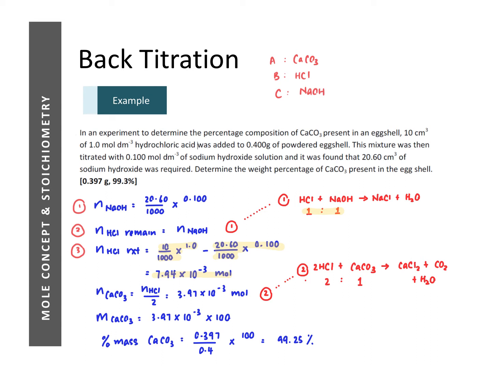Once we have found that, we can then compare mole ratio again to find the number of moles of calcium carbonate. But take note over here, now we are looking at the reaction of hydrochloric acid with calcium carbonate. So the ratio as shown in equation 2 is 2:1. So the number of moles of calcium carbonate is actually half the number of moles of hydrochloric acid. Once we have found the number of moles of calcium carbonate, we can find the mass of calcium carbonate and then the percentage by mass of calcium carbonate in the eggshell.